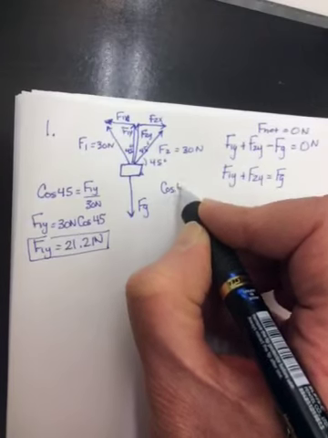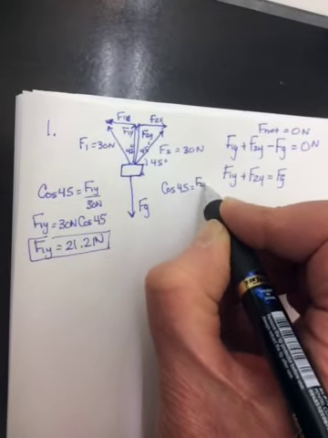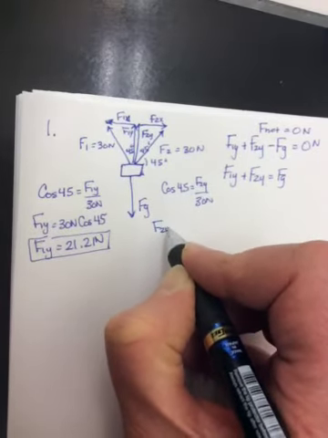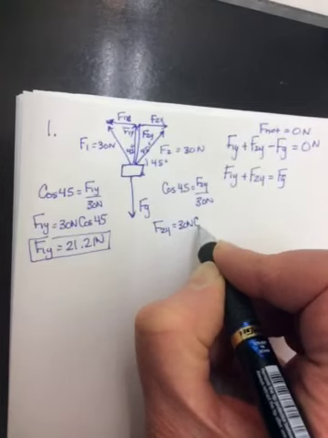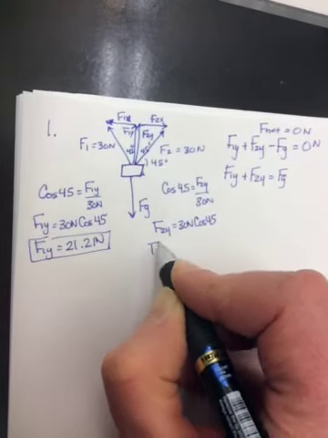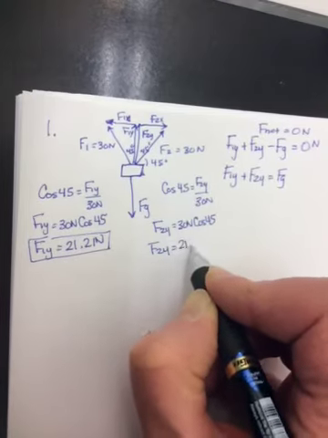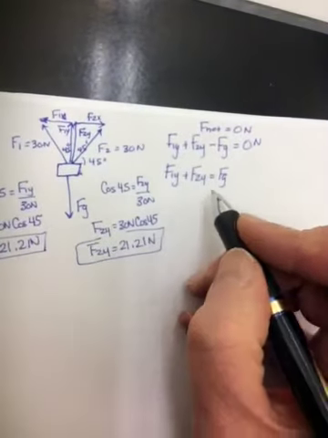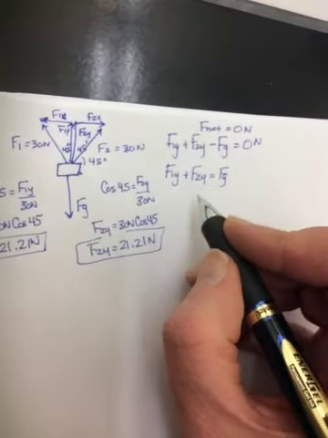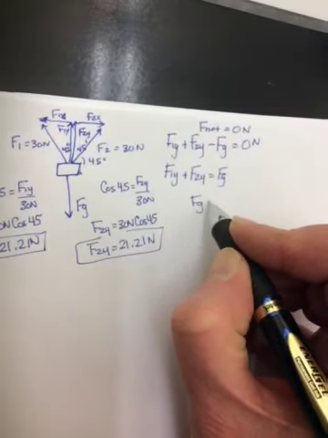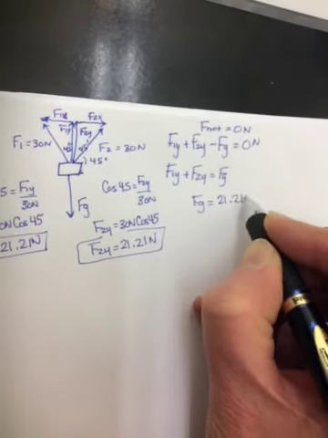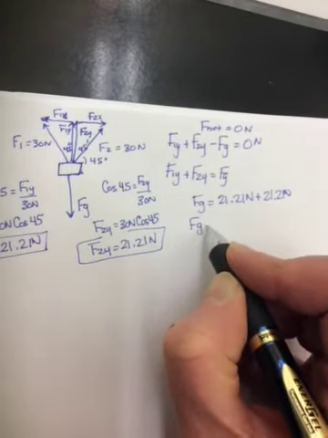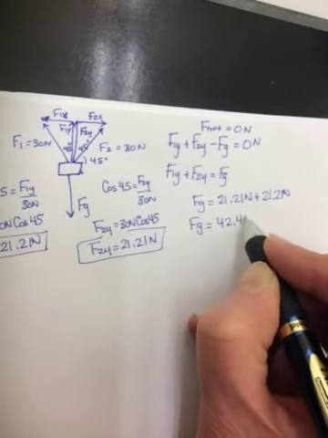Okay? If we did the same thing for F2y, it would also be cos. So it would be the cos of 45 is equal to F2y over 30 newtons. Hopefully you see that they're exactly the same. So F2y will equal 30 newtons times the cos of 45. So F2y should also be equal to 21.21 newtons. So now we go back here where we're looking for Fg, and we have Fg is equal to F1y plus F2y. So Fg then is equal to 21.21 newtons plus 21.21 newtons. So Fg is just going to be equal to 42.42 newtons.